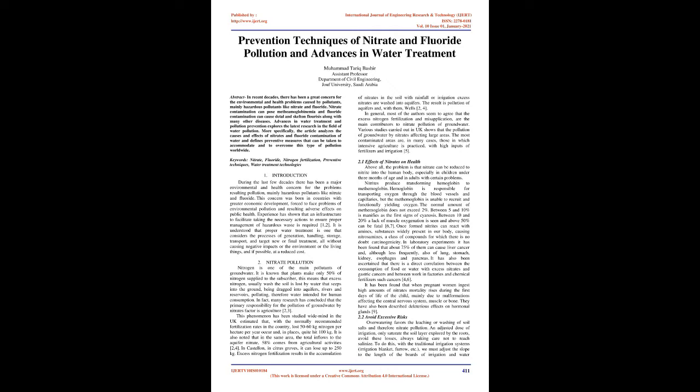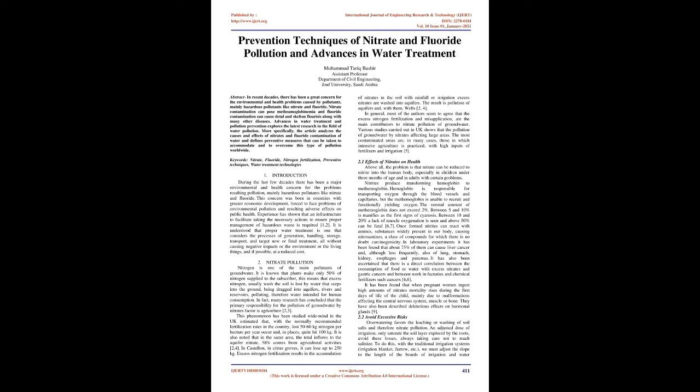2. Nitrate pollution. Nitrogen is one of the main pollutants of groundwater. It is known that plants use only 50% of the nitrogen supplied to the soil. This means that excess nitrogen, usually washed from the soil, is lost by water that seeps into the ground, being dragged into aquifers, rivers, and reservoirs, polluting water intended for human consumption. In fact, much research has concluded that the primary responsibility for the pollution of groundwater by nitrates is agriculture.